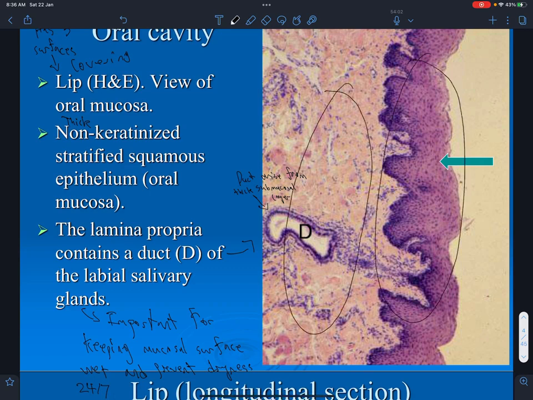And the lamina propria of your lips contains a duct from a minor salivary gland. If you haven't noticed, or if you didn't know from before, we have major and minor salivary glands. The major are what we took, the parotid and submandibular and all that. The minor are just little salivary glands that open into your oral cavity. One of them is called the labial salivary gland, okay?